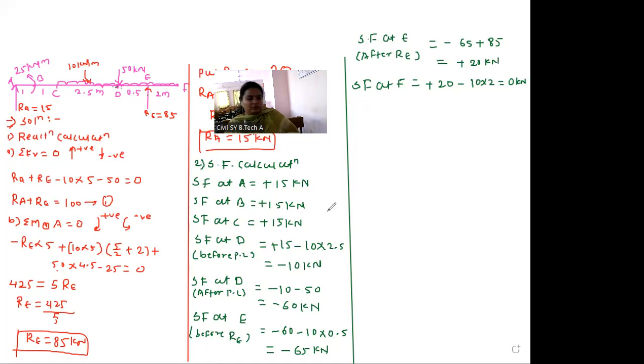So we will find out this. Okay. So shear force is 0 at X meter from C.